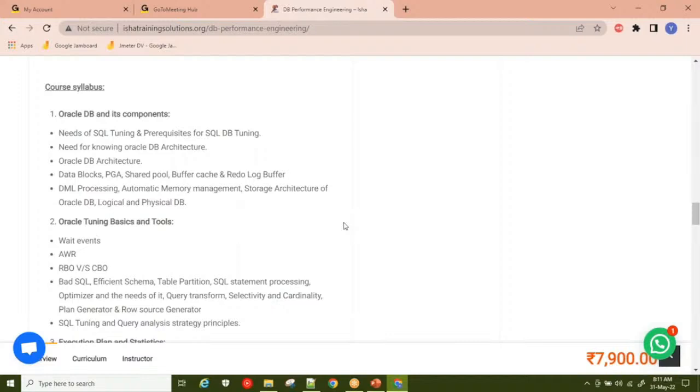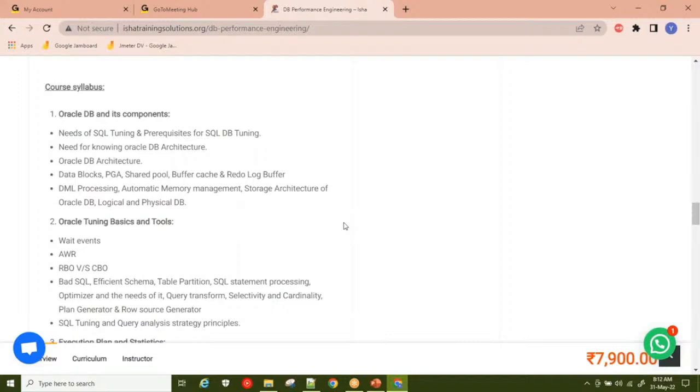So during that time, who will tune the performance of such queries, or who will tune the database? This course will help you there. Here you will not only learn how to tune the queries one by one, or how to cache the poorly performing queries which are creating issues, but also how to tune them.